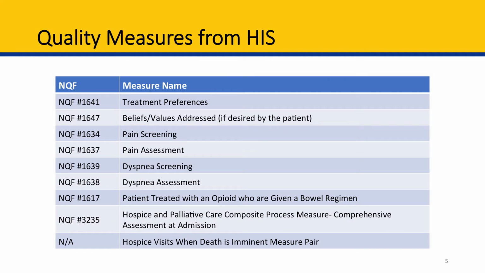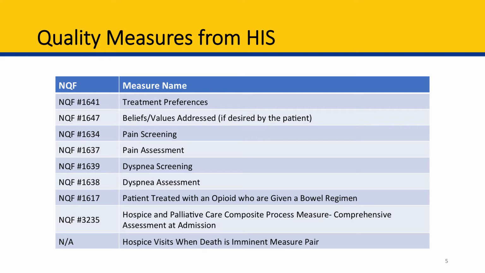As you may recall, all Medicare-certified hospice providers are required to collect and submit HIS data to CMS as part of HQRP requirements. CMS then uses the submitted data to calculate hospice facility-level performance on quality measures. Some of the quality measure data is then publicly reported on Hospice Compare.